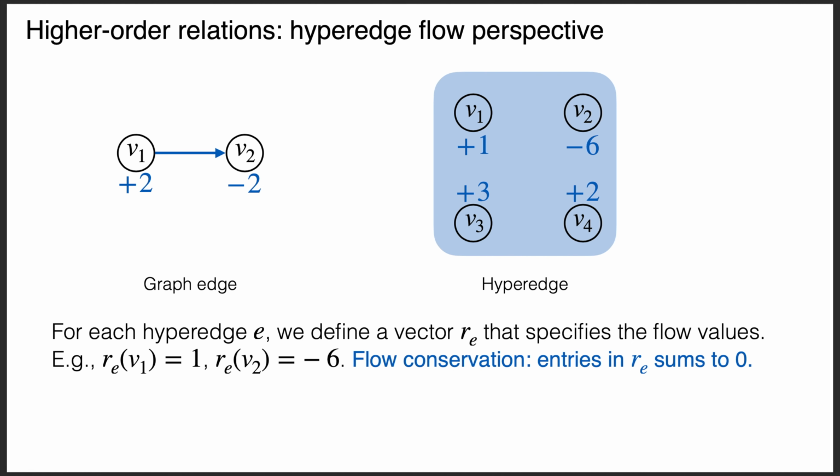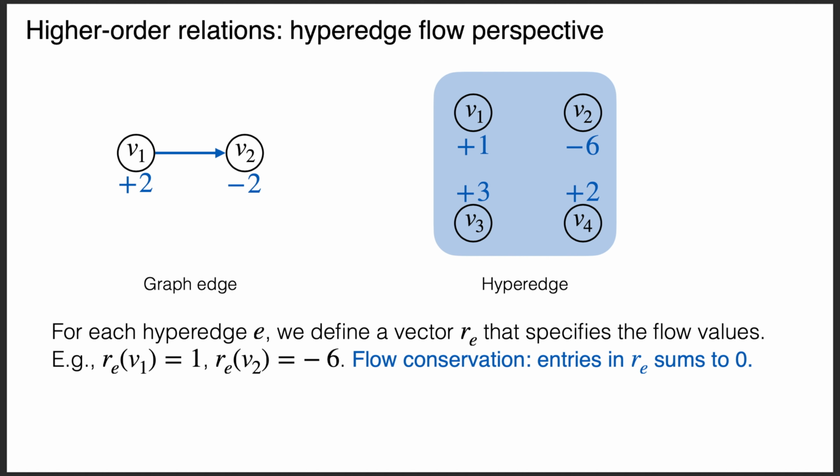Alternatively, we can also view the modeling of higher order relations from a hyperedge flow perspective. But how are we going to define flows over hyperedges? It turns out that it suffices to associate each node in the edge with a number. For example, in the left figure, the numbers indicate that v1 sends 2 units of mass to v2. That's why we have a +2 at v1 and -2 at v2.